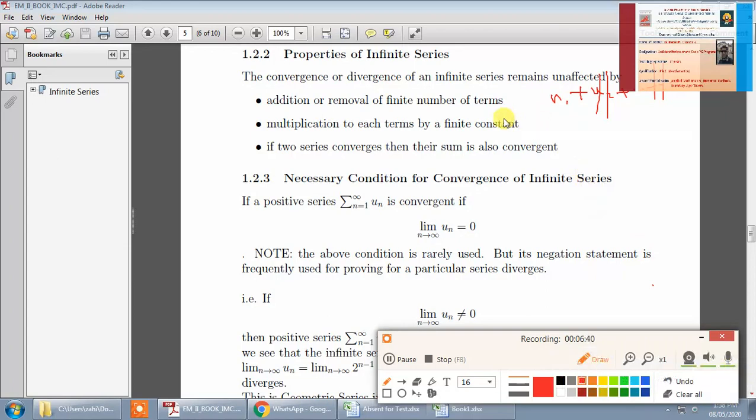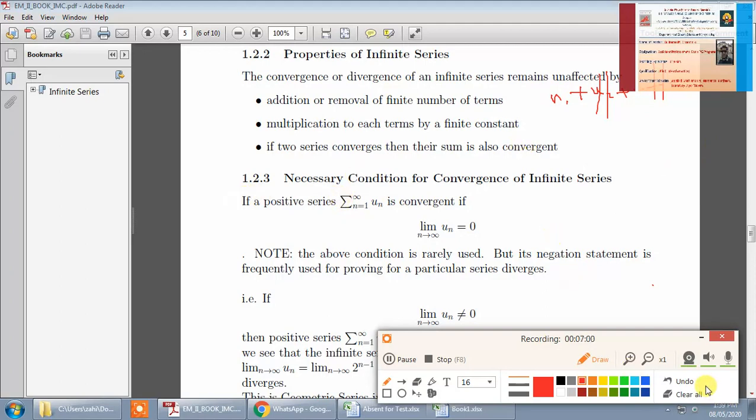If both series are convergent, then their summation is also convergent. That is u1 plus v1 plus u2 plus v2 plus u3 plus v3 plus and so on, un plus vn plus and so on, u infinity plus v infinity. This series also will be convergent if both those series are convergent.